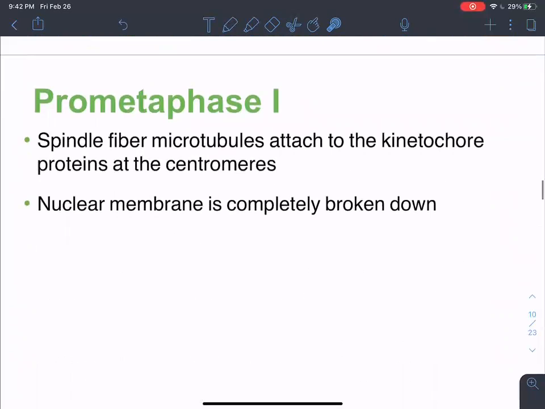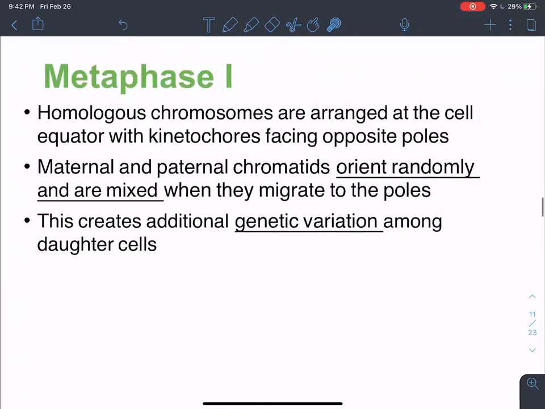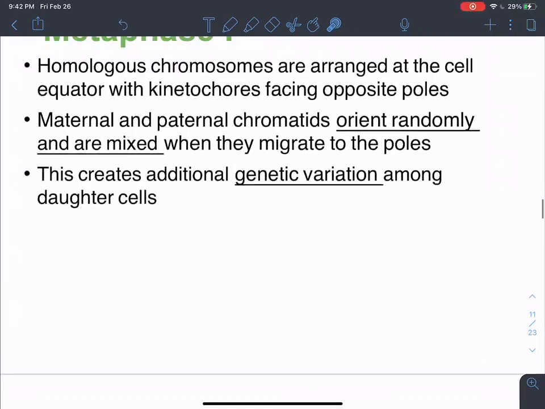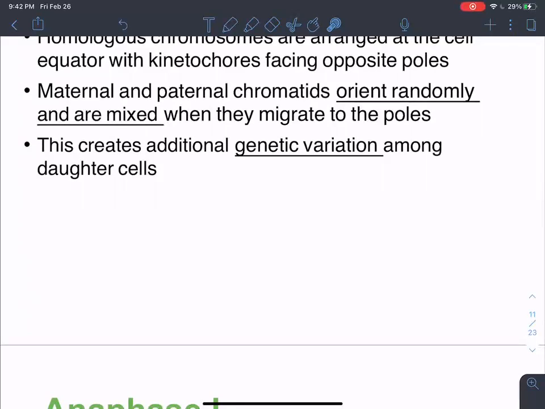But then we move into prometaphase 1, and this is when the spindle fibers and the microtubules are going to attach to the kinetochore proteins at the centromeres, and then the nuclear membrane is completely broken down during prometaphase 1. During metaphase 1, those homologous chromosomes are arranged at the cell's equator on the metaphase plate with the kinetochores facing opposite poles, and the maternal and paternal chromatids orient randomly and are mixed, and then they're going to migrate to the poles. So this creates additional genetic variation among daughter cells. So we have the crossing over event, and then we have the random orientation of migration to the poles. So that's an additional genetic variation system.